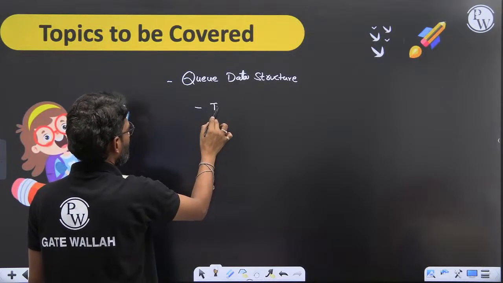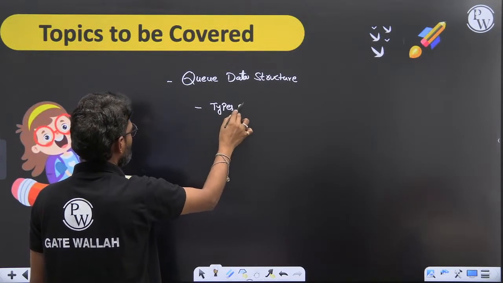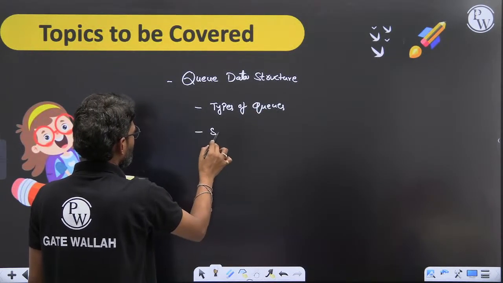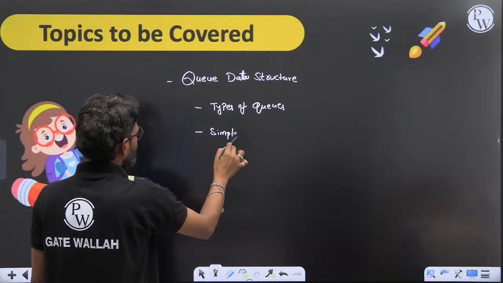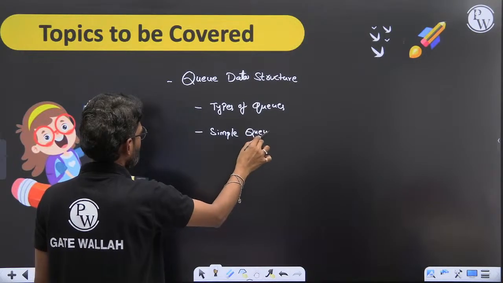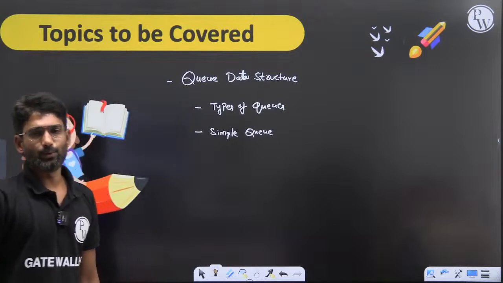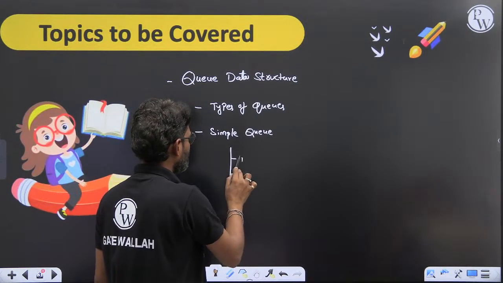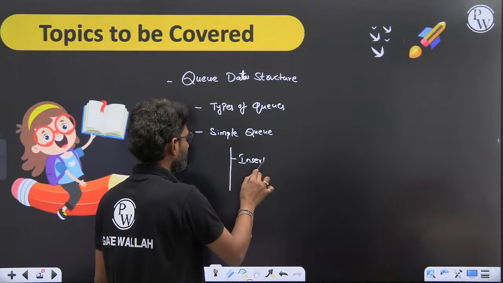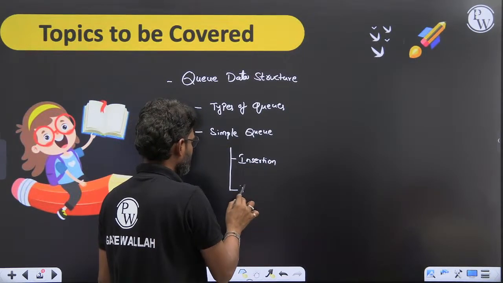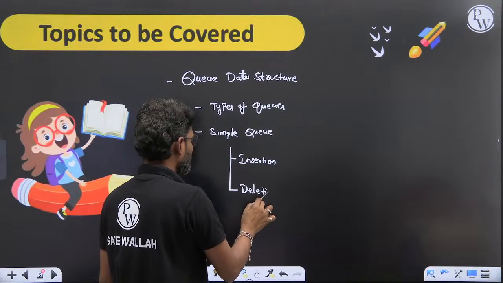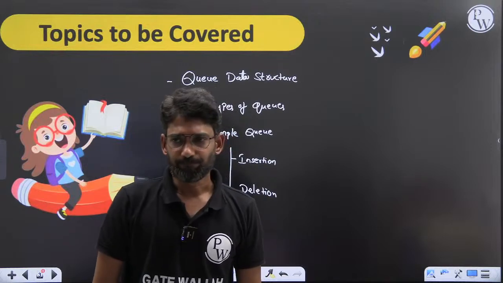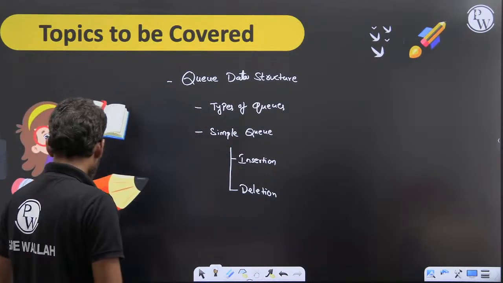So in today's class we will discuss what is a queue and what are the different types of queues. In that we will pick the simple queue, and we will try to perform the insertion operation and the deletion operation on the simple queue. Basically, we will try to understand these two operations today. Okay? So, without further delay, let us get into the session.